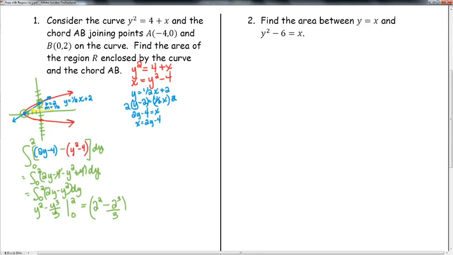And we're subtracting, if I plug in 0, I'm still going to subtract 0, so I'm not really worried about that part. So I have 4 minus 8 thirds. Well, that's like saying 12 over 3 minus 8 over 3. And so that gives me 4 thirds. And that is the area between the two curves.